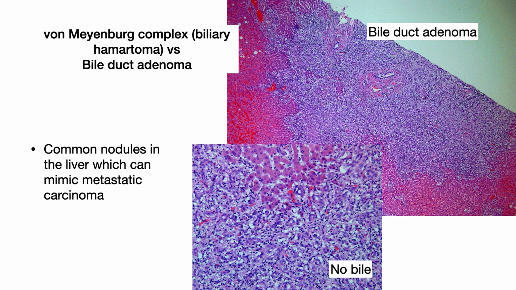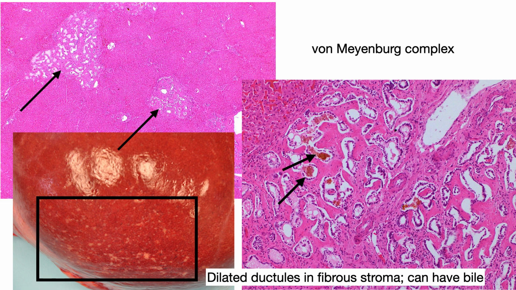So top right, you can see is the bile duct adenoma. Basically, it's a nodule formed by a proliferation of a whole bunch of little bile ducts, but there's no bile associated with it. In comparison, in the von Meyenberg complex, down there to the left, inside that box, you see a whole bunch of little white spots. Those are all von Meyenberg complexes. So this one had quite a few of them. Top left, the black arrows show the complexes, and the bottom right shows a more close-up. The black arrows are showing bile. So a bile duct adenoma won't have bile, and a von Meyenberg complex will.